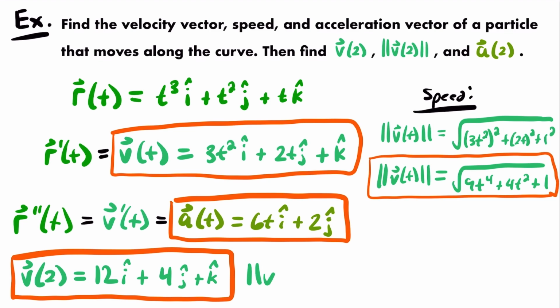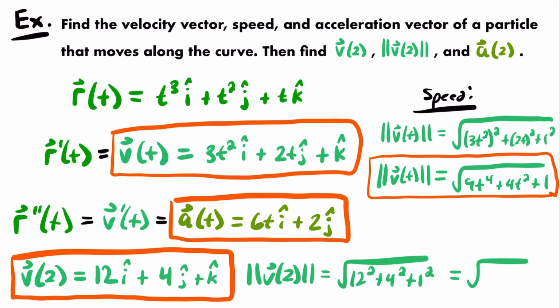So the magnitude of v of 2 is equal to the square root of 12 squared plus 4 squared plus 1 squared, right? We take the square root of the sum of these components squared. 12 squared is 144, 4 squared is 16, and 1 squared is 1. So this is equal to the square root of 144 plus 16 plus 1. 144 plus 16 is 160, plus 1 is 161. So we get a speed at time 2 of the square root of 161. That doesn't really simplify to anything else. That is in its simplest form.